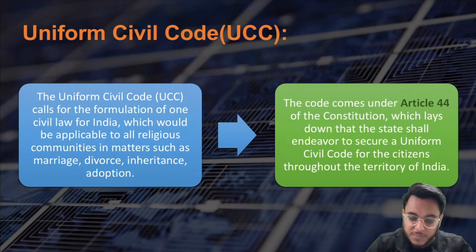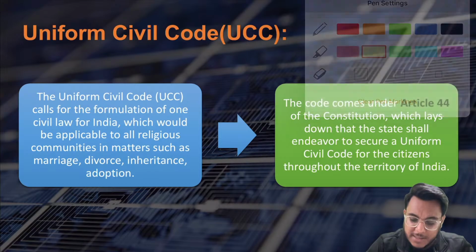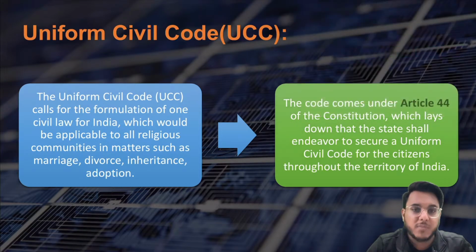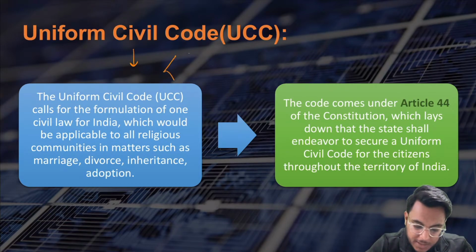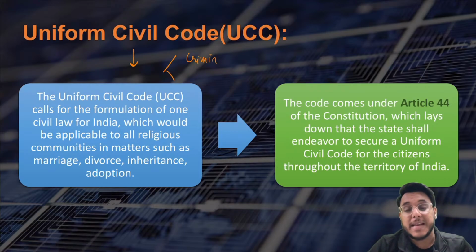Now, first of all, let's briefly discuss what we understand by UCC, Uniform Civil Code. So basically guys, for the Uniform Civil Code, understand that there are the criminal matters, the matters pertaining to, for example, rape, murder, dacoity. These are the criminal matters.